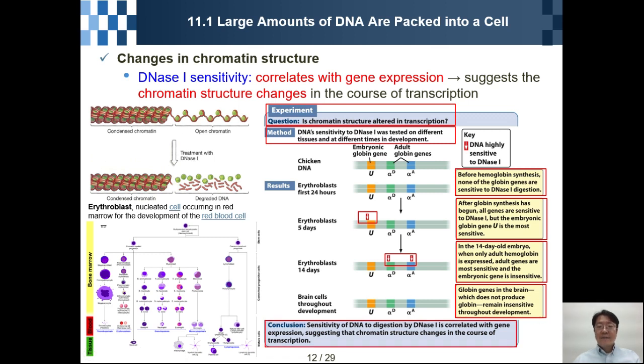So the conclusion was that the sensitivity of DNA to digestion by DNase I is correlated with gene expression, and also suggests that chromatin structure changes in the course of transcription. So between 1 day and 5 days, the embryonic globin gene is actively transcribed, and between 5 days and 14 days, the adult globin gene is actively transcribed. But brain cells usually do not produce globin, so they remain insensitive throughout development.